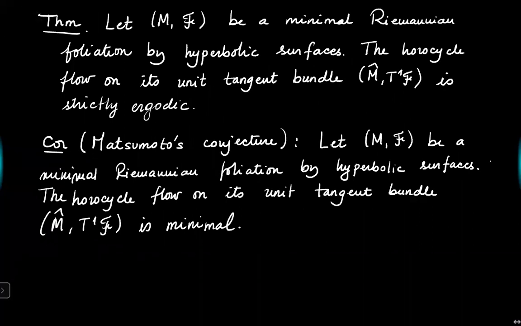So this is our result, and it has a corollary that had been conjectured by Matsumoto, which is that if you have a minimal Riemannian foliation by hyperbolic surfaces, the horocycle flow on its unit tangent bundle is minimal. This had been proved by Matsumoto with the additional condition that there's a leaf which is not simply connected.